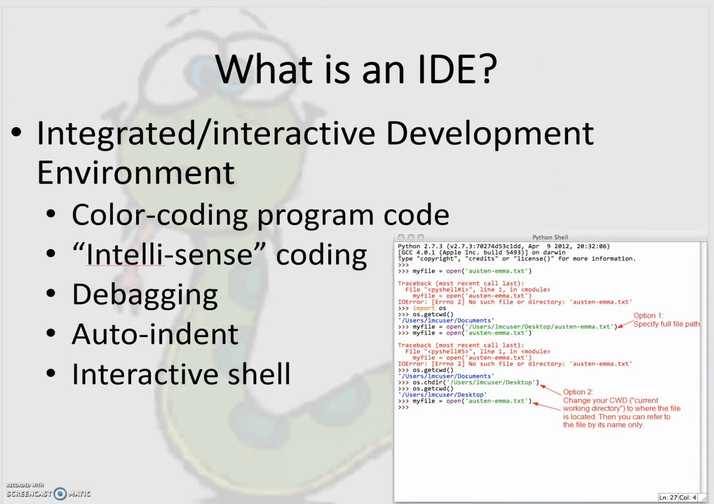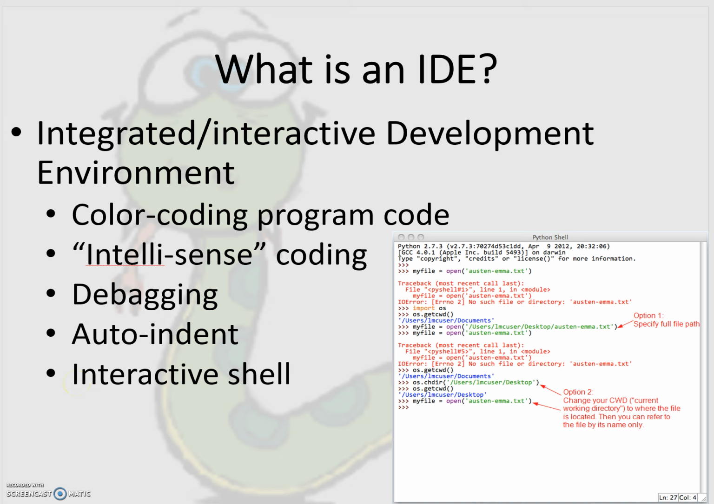So now we're going to move on. What is IDLE? Python shell. Last time I opened it, and if you go to Start, I will show next time, all right? But we're going to introduce what it is here, and then we will go into detail in our next video. So what is IDLE? Integrated development environment. Color coding program code, IntelliSense coding, easy for debugging, auto indent, and then interactive shell.